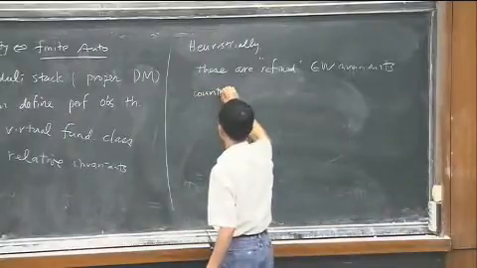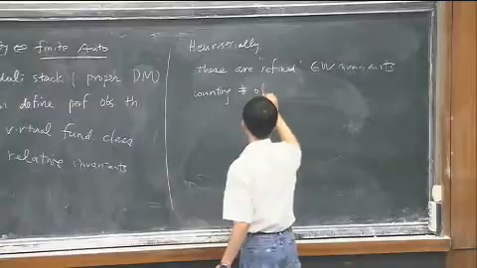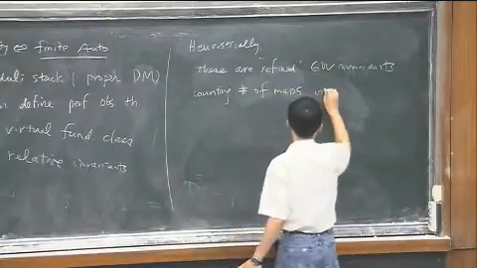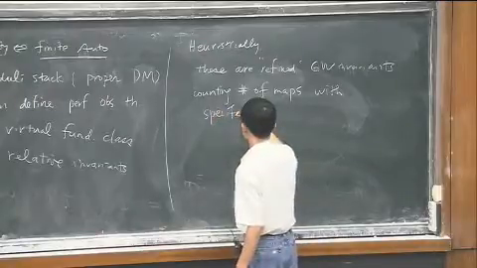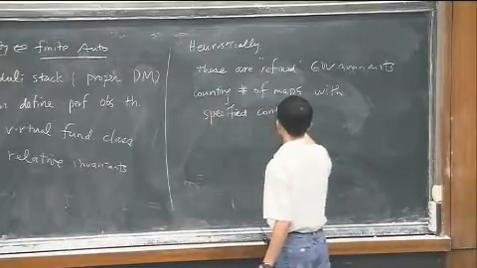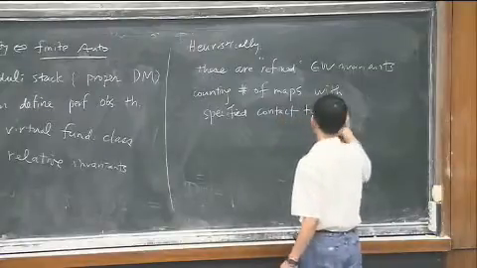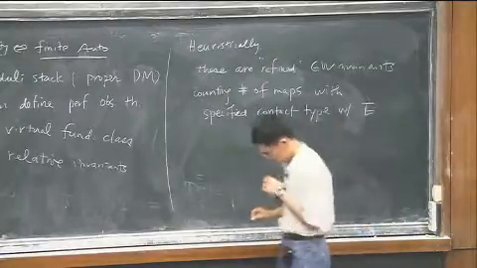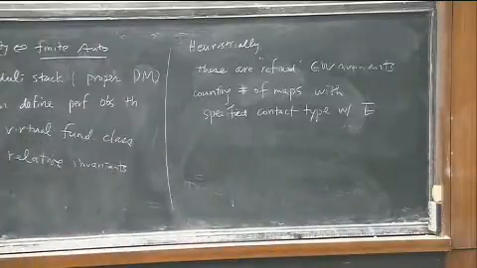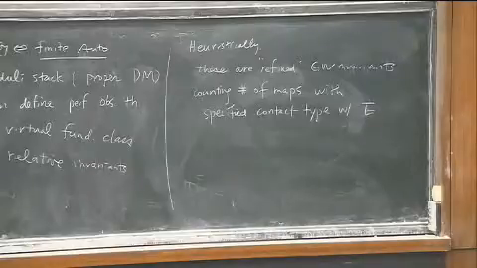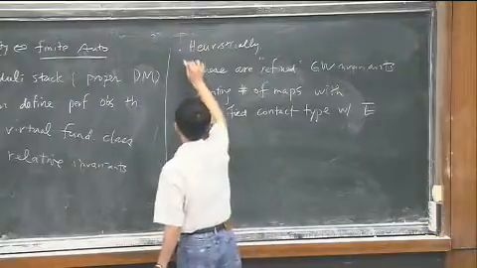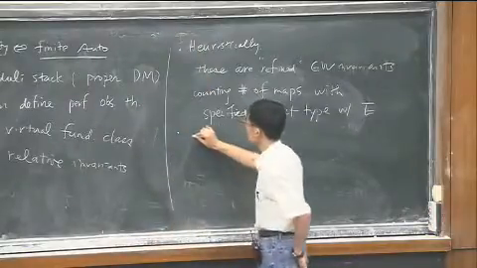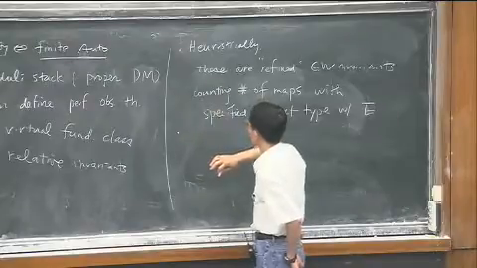Counting number of maps with specified contact type with E. But this is really heuristic. The interpretation is often wrong. And you can hear more from Andrew's talk next week. But really, this is sort of one motivation.